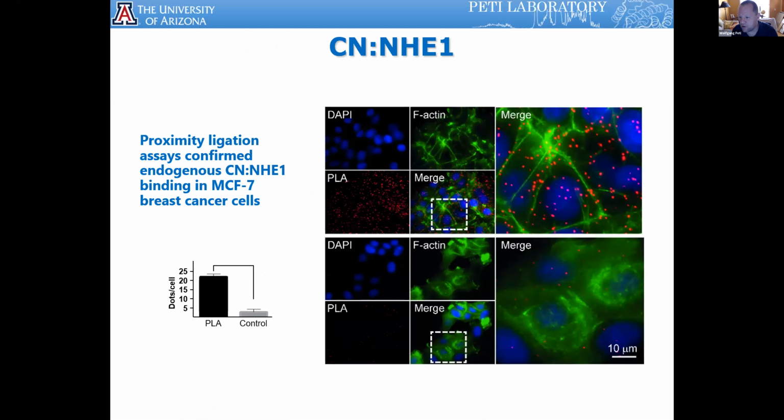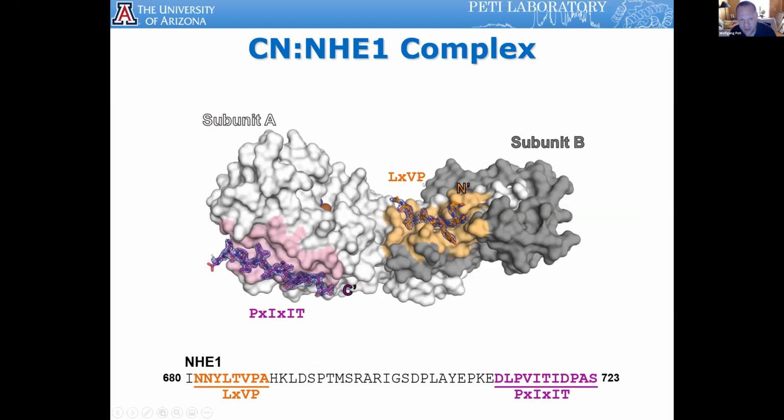This is all good when we do it in an NMR tube or in the ITC, but we want to see it in cells. This is MCF7 breast cancer cells. PLA assay really nicely showing you exactly that these proteins co-localize, and we can actually see that. So then we went forward and said, good, we know that this is a real interaction, and we want to understand how this interaction is working.